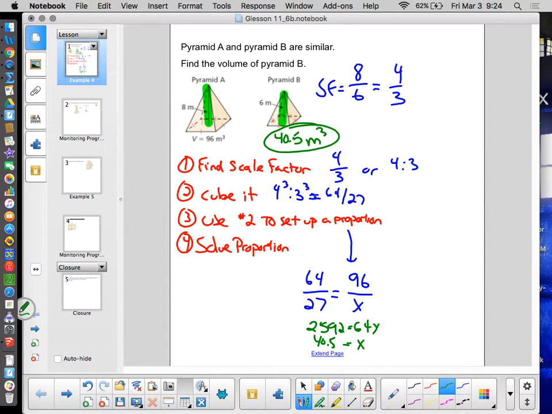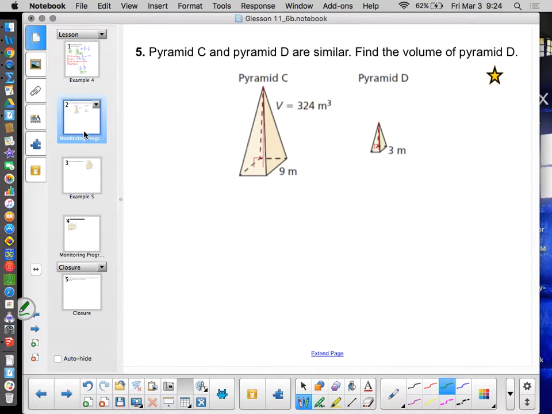All right, let's practice. Now I've done one. Now you do one. Find the volume of pyramid D. All right, give it a shot.